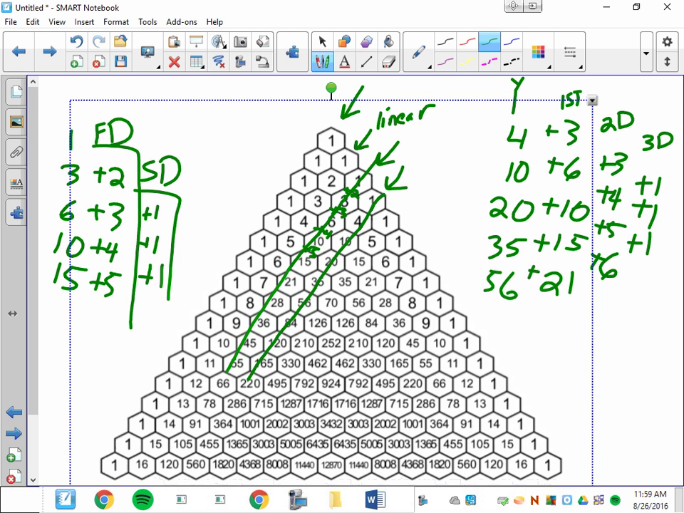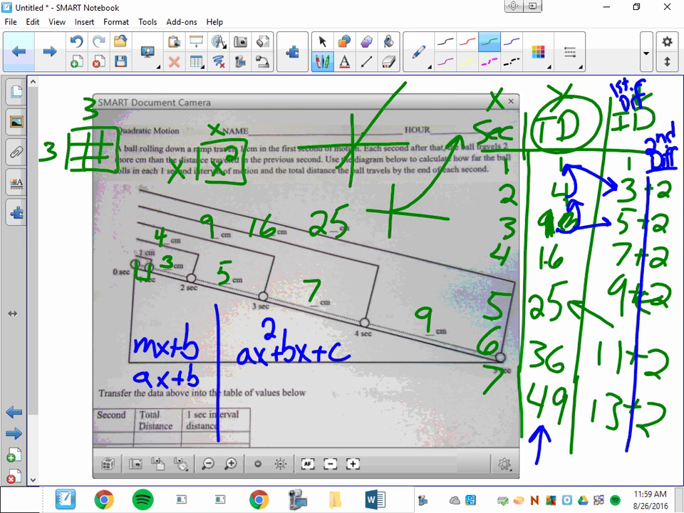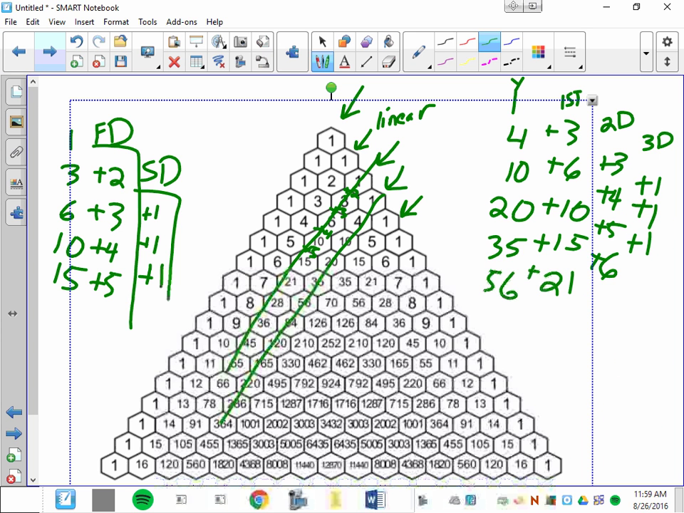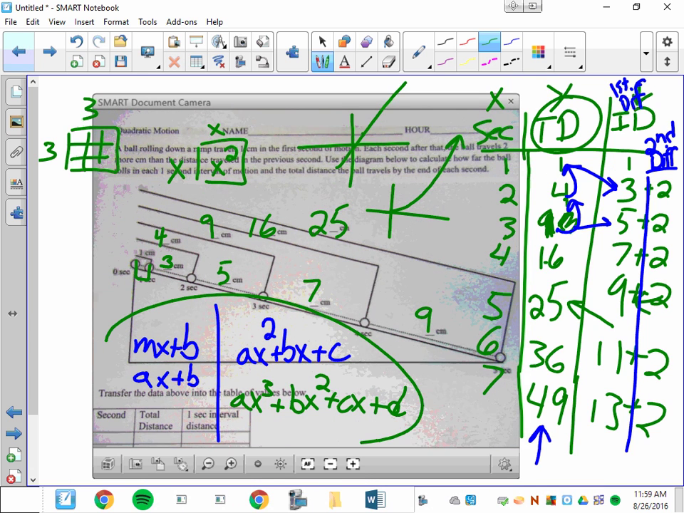So this must be an x to the third equation. If I go back here, an x to the third equation would look like this: ax to the third plus bx squared plus cx plus d. And then you could go on. This next one would be an x to the fourth, and this would be an x to the fifth, and that would be an x to the sixth. And these are called polynomials. So these are polynomials. Okay?